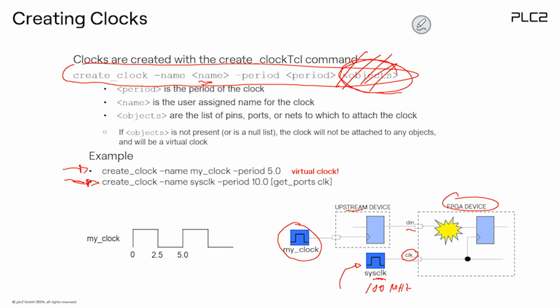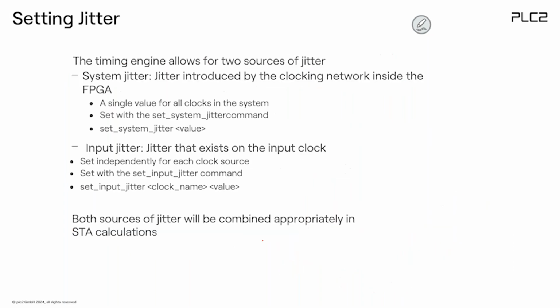Create clock with name my clock. Here we go. Period is 5 nanoseconds. This means 200 meg, and no object. This means it's a virtual clock. Virtual clock means I need it in order to define this behavior, but it's not connected to the FPGA. It's called a virtual clock. So in this case, that would be the virtual clock right here. A little bit later, you will also see an example.